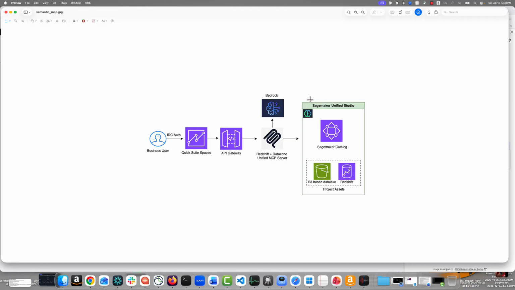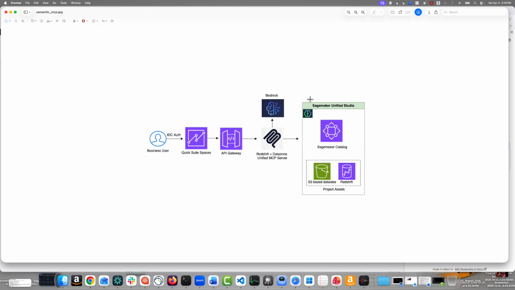In this MCP server, the question is understood, and from the Sagemaker catalog, all the business glossary terms are pulled by the MCP server and sent to Amazon Bedrock along with the descriptions of these terms and the user's question. Now, the Amazon Bedrock model will understand the context and create a semantically accurate SQL query for the MCP servers to run against the data sources such as S3-based data lake or Amazon Redshift.